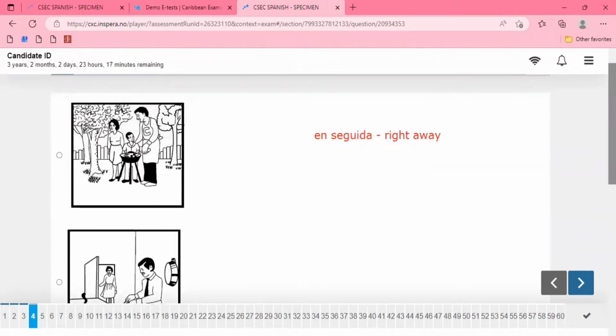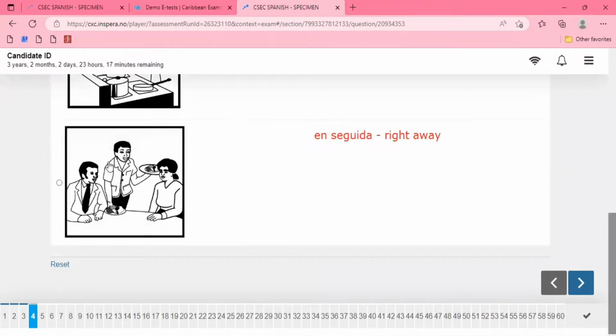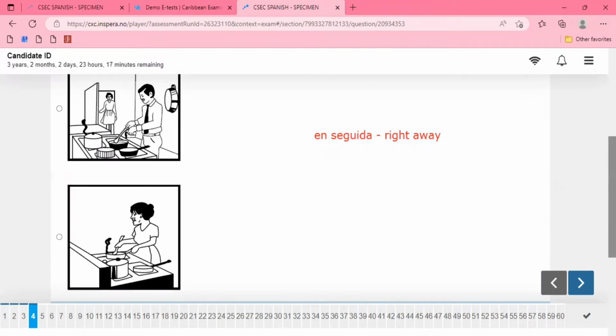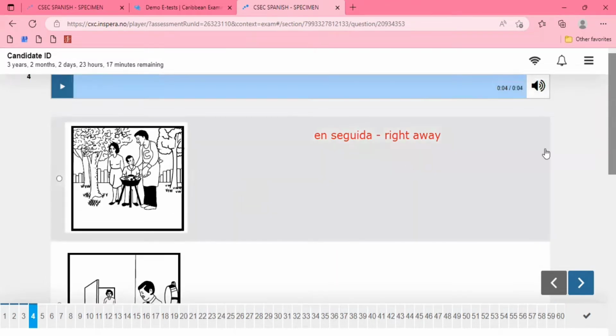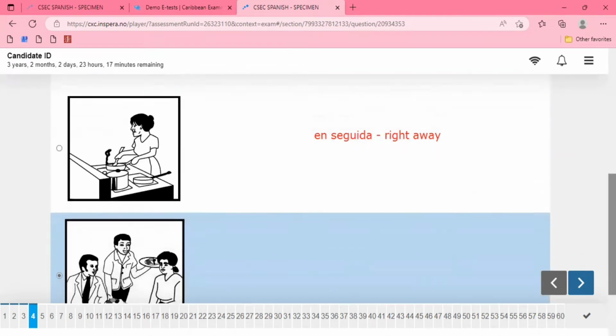So we see different scenarios of persons who are preparing food, but this one would be the best option because these persons are being served food and we can tell that they're about to eat the food. So they're going to eat the food right away. Whereas the other characters are preparing food, so there's no guarantee that they're going to eat right now or be finished right away.